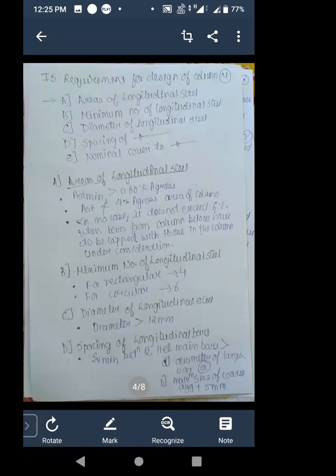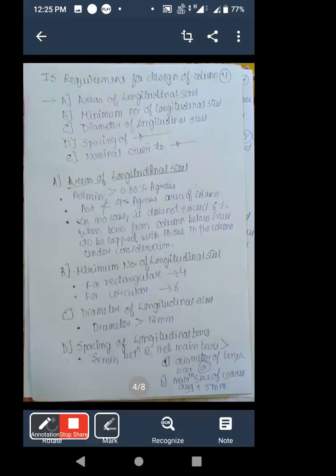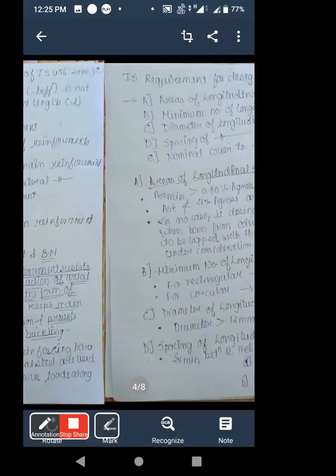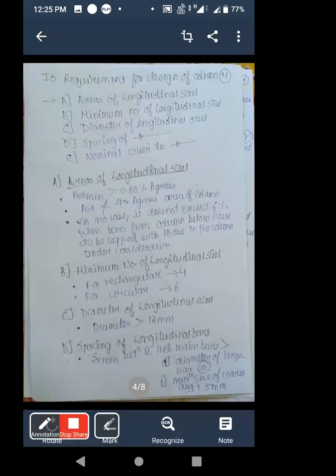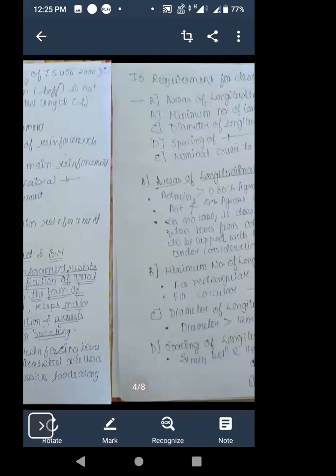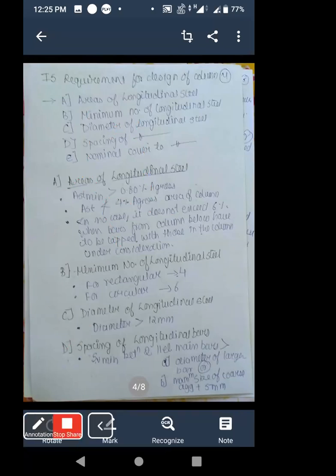Now, the diameter of the longitudinal bars. The diameter should be greater than 12 mm; whatever diameter you are going to provide, it should be greater than 12 mm. Now, the spacing of the longitudinal bars. See here, the minimum spacing between two main bars.